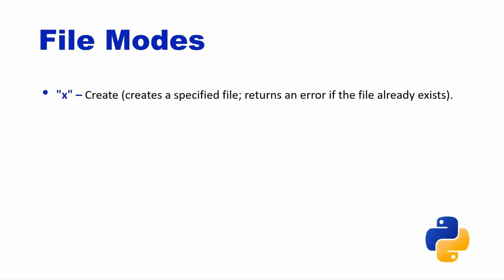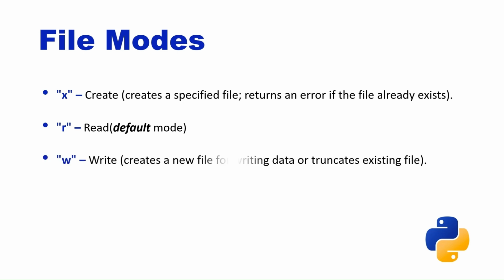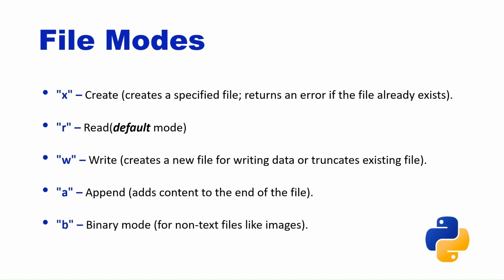First one is the create mode, which is specified using lowercase x and is used to create a new file. Second is the read mode, which is also the default mode. Third is w, which is used to write a new file or to truncate an existing file. Next is append, which is used to add contents at the end of an existing file. And last one is the binary mode, which is used for non-text files like images or videos.